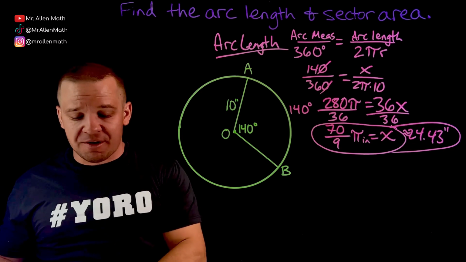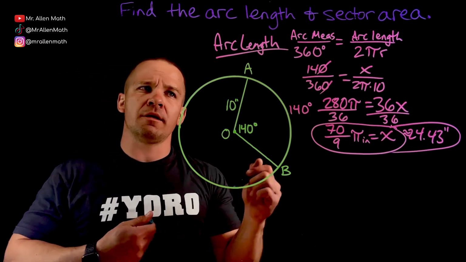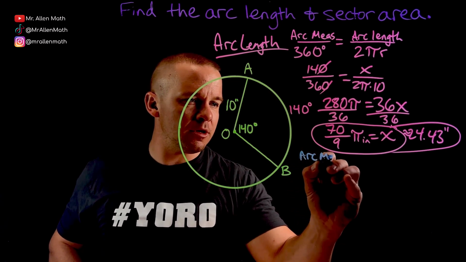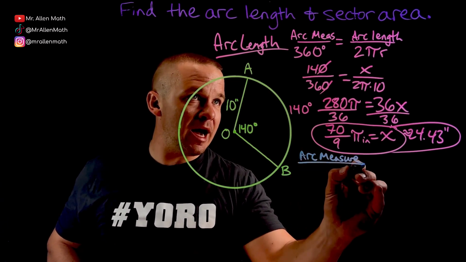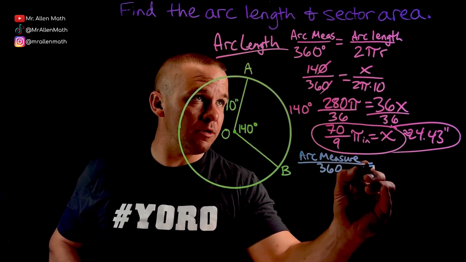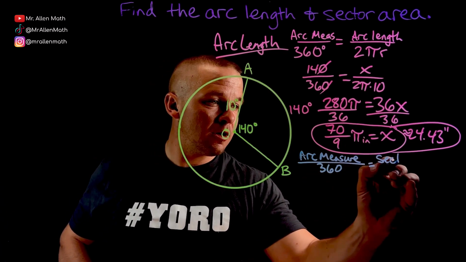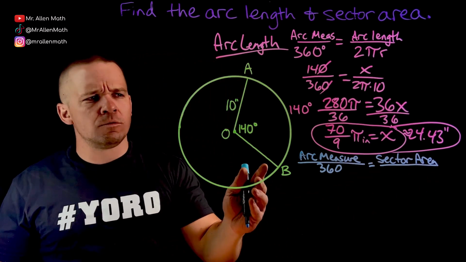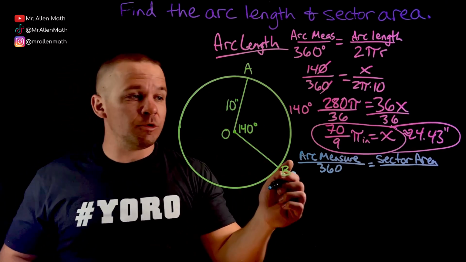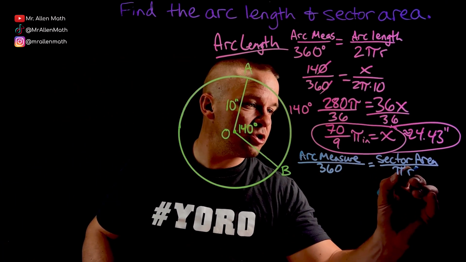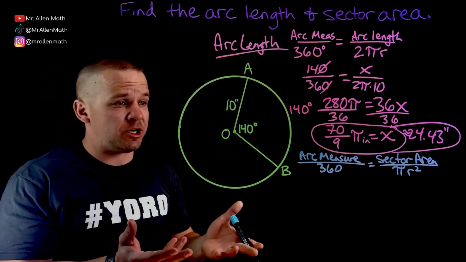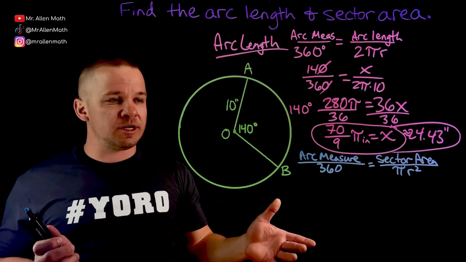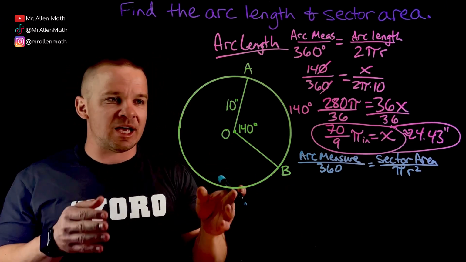Now onto sector area. Now sector area actually has a very similar formula, okay? It is still going to be my arc measure divided by the 360, that's the same, equals my sector area divided by, well, what's the whole circle? That's the area of the circle, which is pi r squared. So the only thing that's changing here, and again, why I like this proportion, is that I'm swapping out my circumference for now my area because we're talking about area. And it's going to work the exact same.